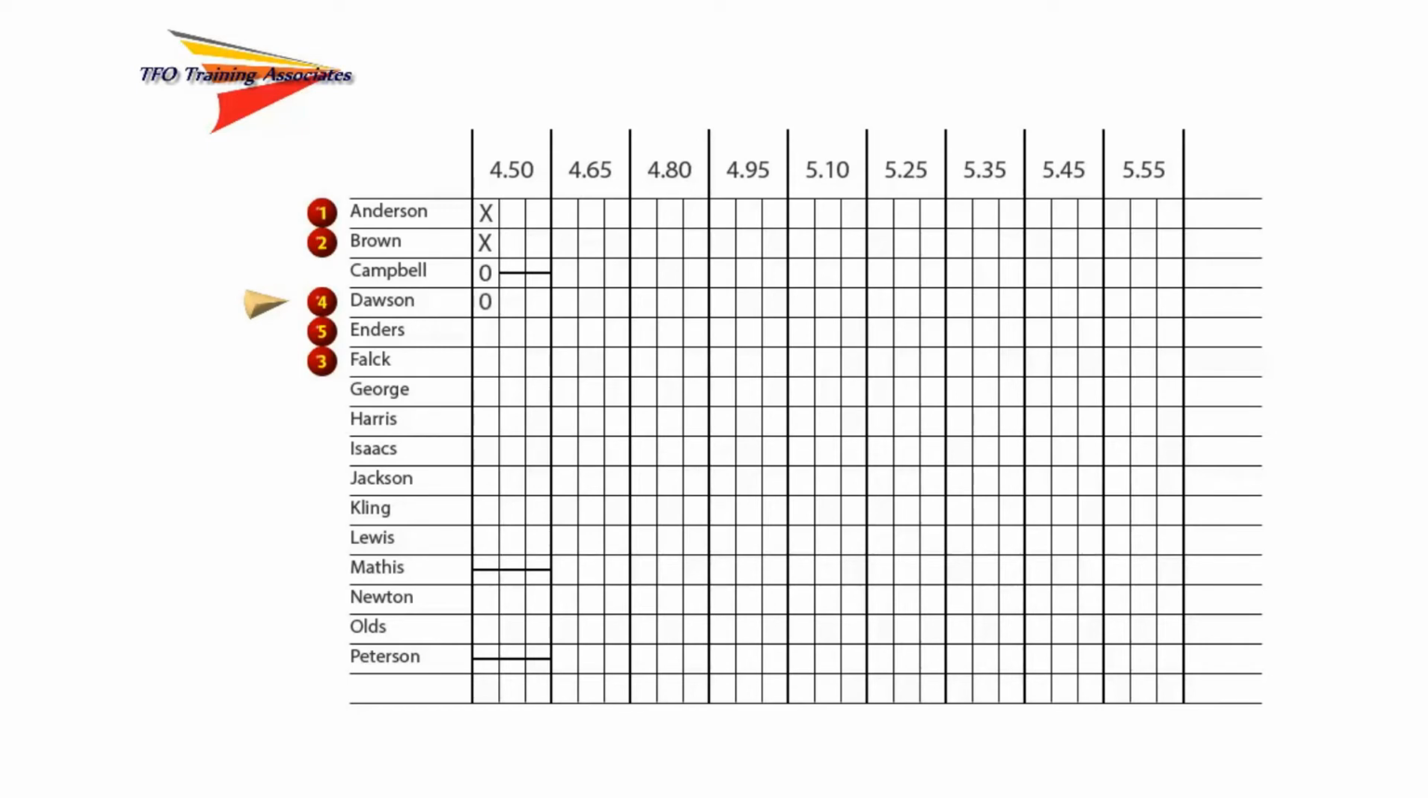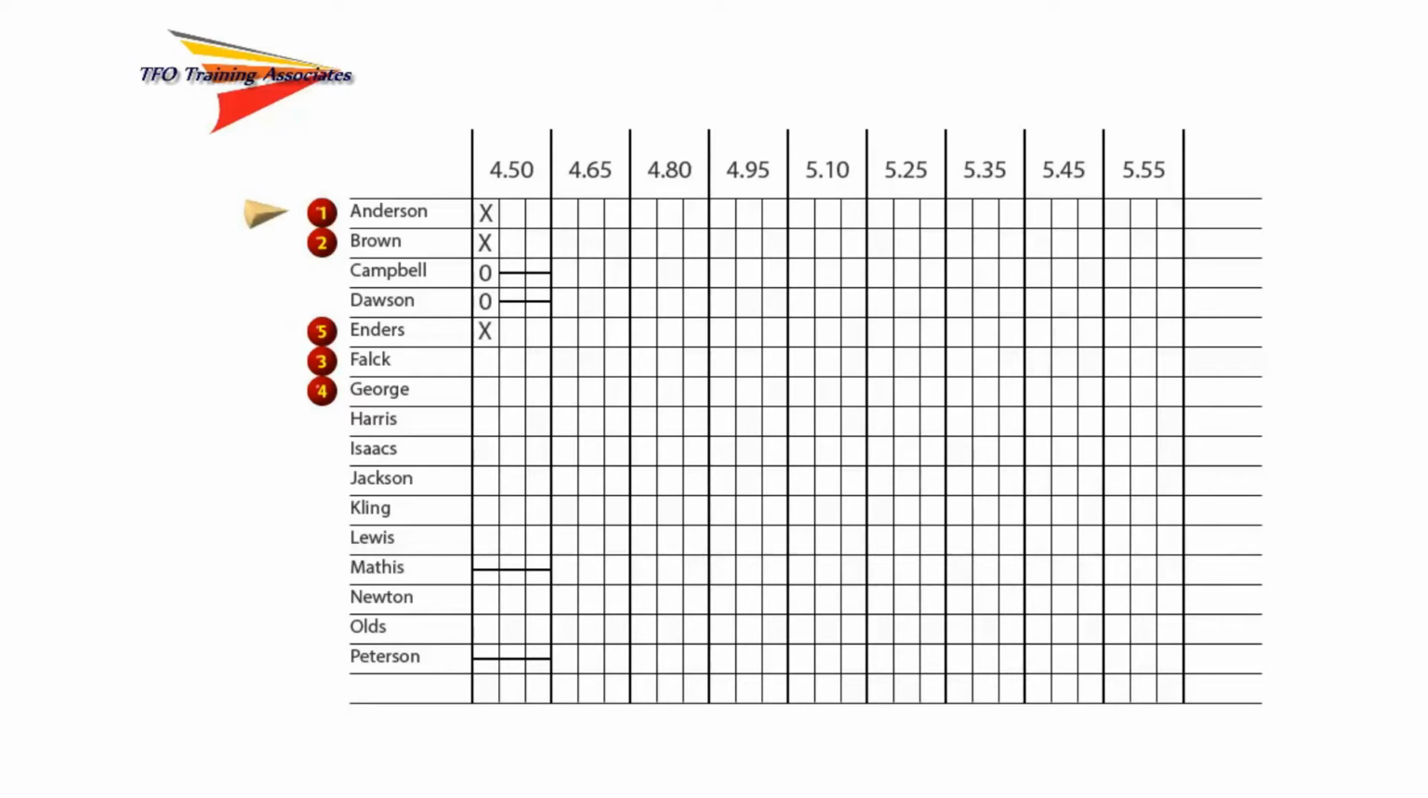As before, place a 0 in the first box on his row and draw a line through the other 2 attempt boxes at 4.50 meters. As we saw a moment ago, move the number 4 marker to the next eligible competitor, George. Move the up marker to Enders and call the complete order. Enders is up, Anderson is on deck, Brown is on hold, followed by Falk and George, now active. Enders misses. Enter the X to indicate the miss.